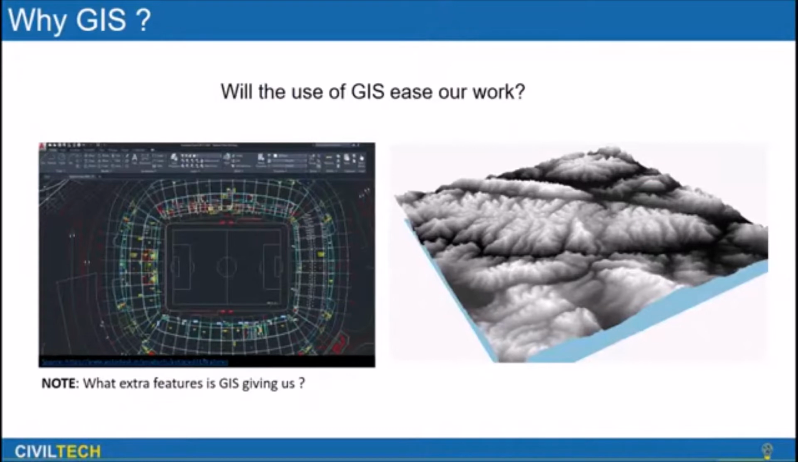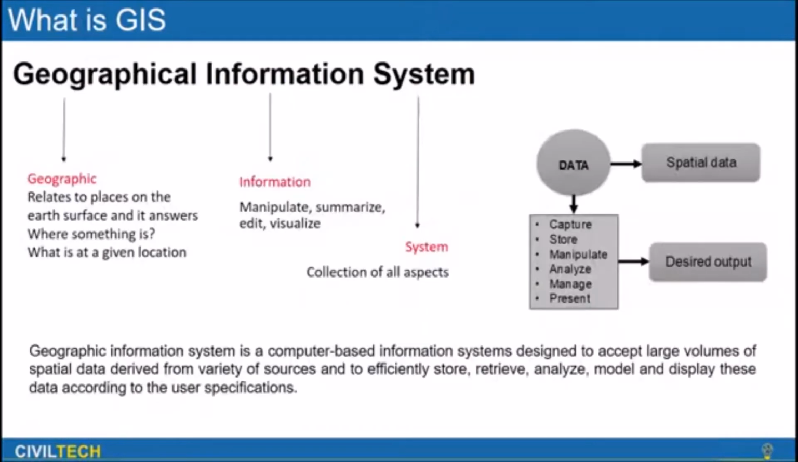So now let us try to look at where we can use this GIS. Before going into the applications of GIS, let us try to understand what exactly a geographical information system is. Since it's a blend of both BTech and MTech, we are trying to cover all the basics. So let us discretize the term geographical information system, right?